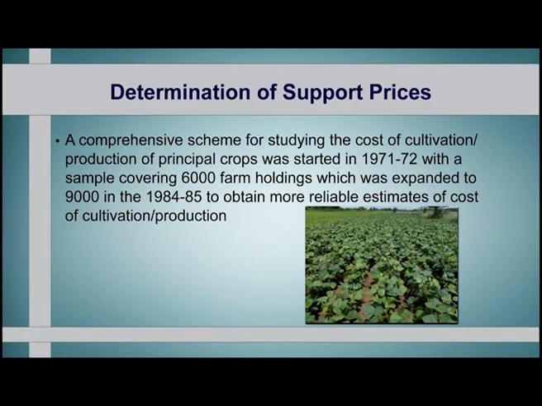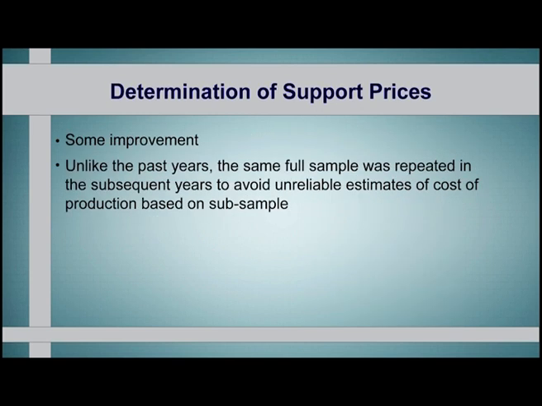Now, how are the prices determined? The determination of the support prices by the CACP is based on a comprehensive scheme for studying the cost of cultivation and production of principal crops, which was started in 1971-72 with a sample covering 6,000 farm holdings, which was expanded to 9,000 in 1984-85 to obtain a more realistic estimate of cost of cultivation and production. Some improvements were made since then.